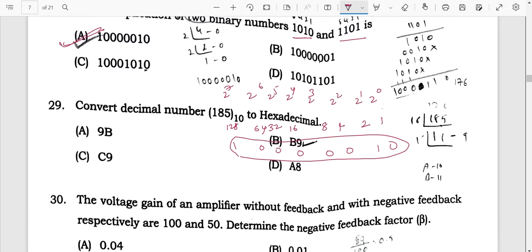Next one. Convert decimal 185 base 10 to hexadecimal. So 185 is divided by 16 here. Okay, 11 is the quotient and the remainder will be 9 here. Okay, 11 in terms of hexadecimal we can write as B, and then 9. So the answer is B9.